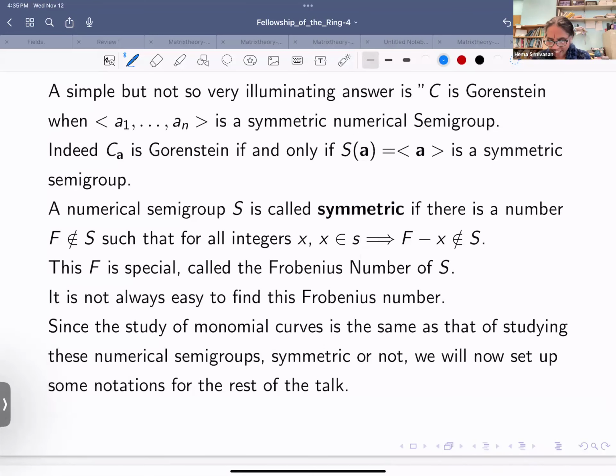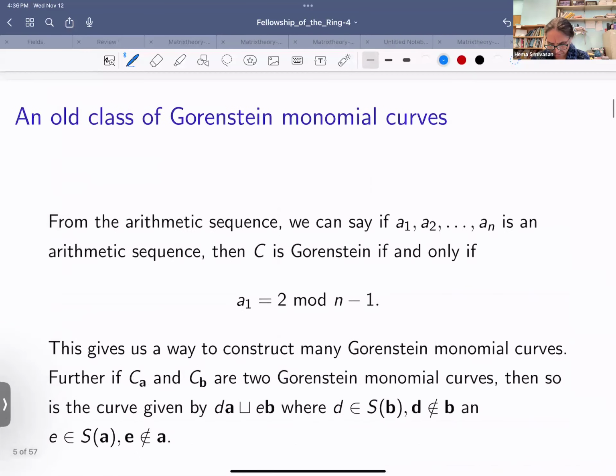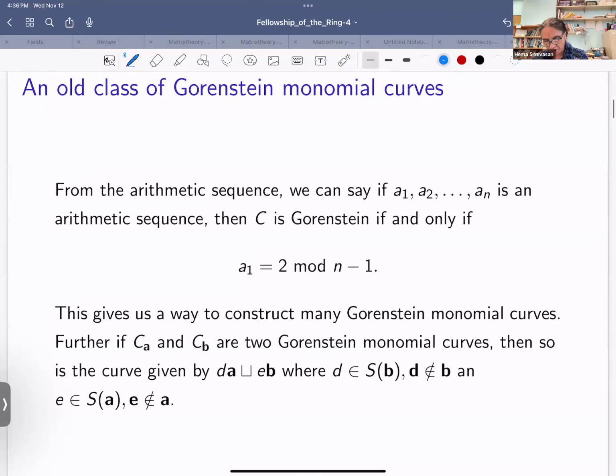That number f is special; it's called the Frobenius number of S. Since the study of monomial curves is the same as the study of these numerical semigroups, I mention that as a way of bringing in people who are not into semigroups, whether it's symmetric or not. We will set up some notation for talking about semigroups. The next one has something to do with the monomial curve still. This is because we are going to talk about it much later on.